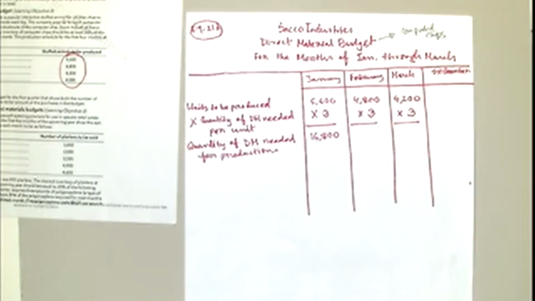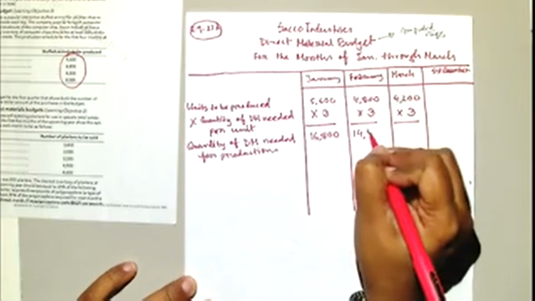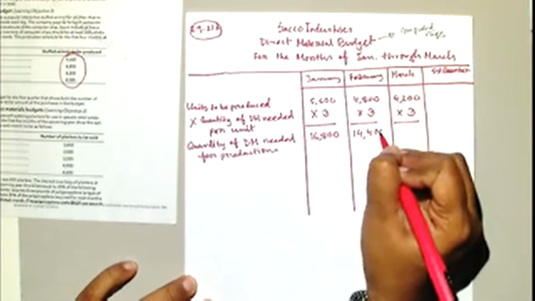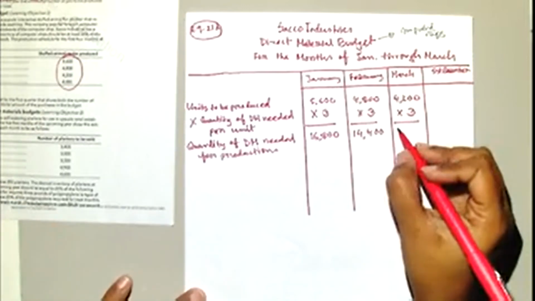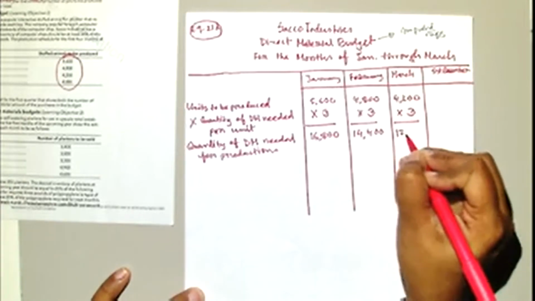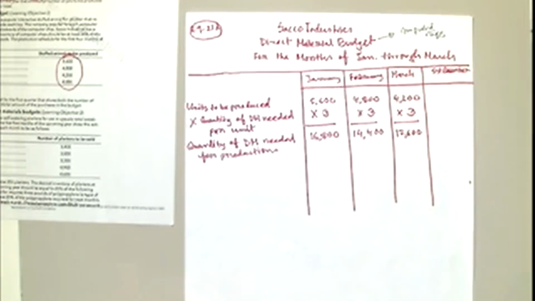Adam, sorry, Adam. I'm calling you Paul. I'm sorry. Yeah. Adam, can you tell me February, how many computer chips you need? 14,400. Good. Next row, Mackenzie, right? Yeah. Can you tell me March? So we need 12,600. Good.